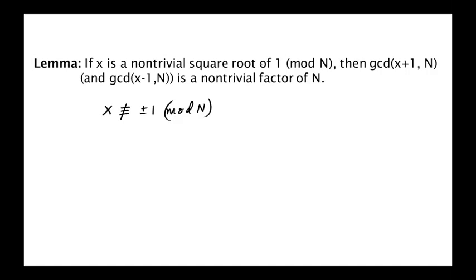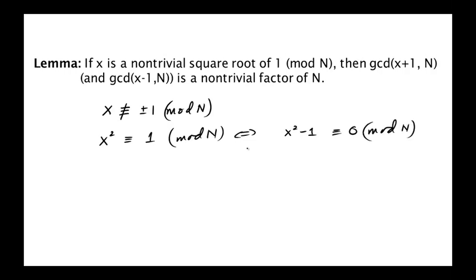But it's a square root of 1 mod n, meaning x squared is congruent to 1 mod n. What's another way of saying this? Meaning x squared minus 1 is congruent to 0 mod n, which means that n divides x squared minus 1. Okay, but then n divides x plus 1 times x minus 1.